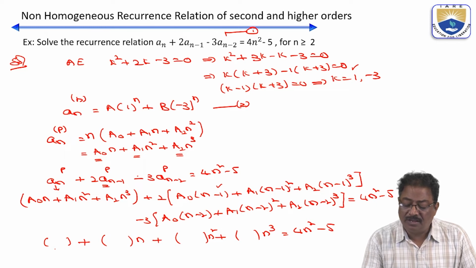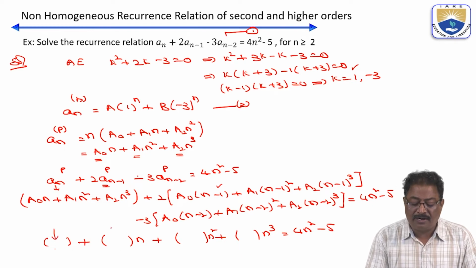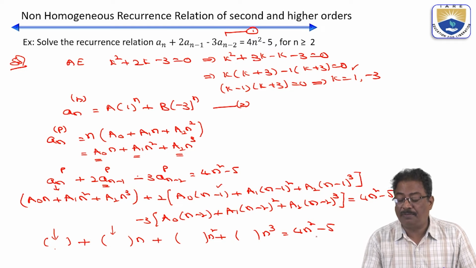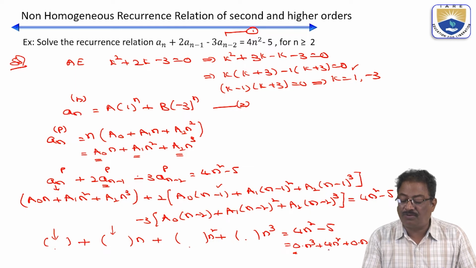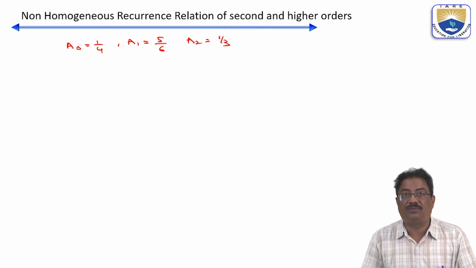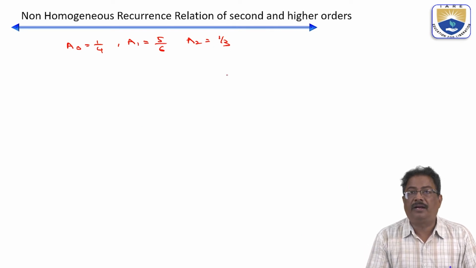And next here it will become a0, a1, then a2, like that those terms will come here, and then something we are going to get in n, something in n square, something in n cubed, is equal to this. Then we are going to write this as 0n cubed, next 4n square, then 0n, and next minus 5. So comparing n cube terms, this is equal to 0. Then n square terms, this is equal to 4. And n terms, this is equal to 0. Constant term is minus 5. So you are getting 4 different equations. If you solve the 4 equations simultaneously, we are going to get the a0, a1, a2 values.